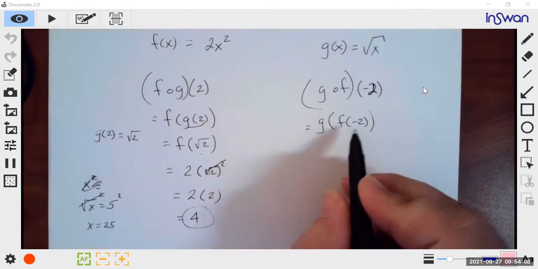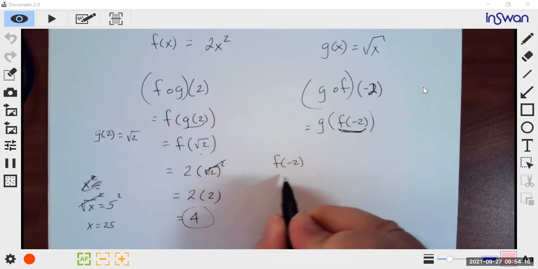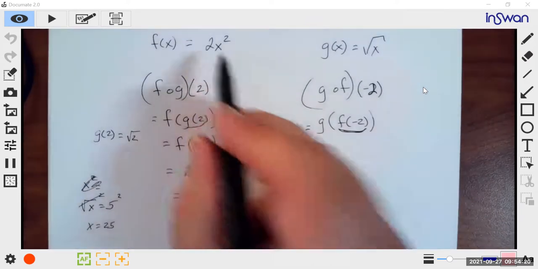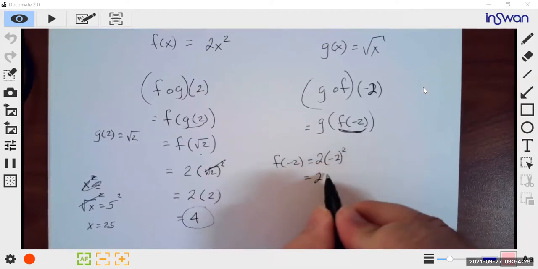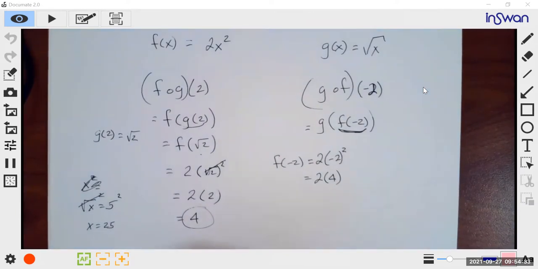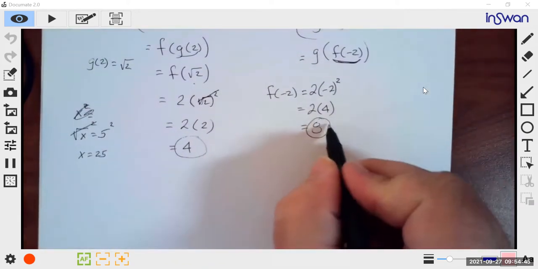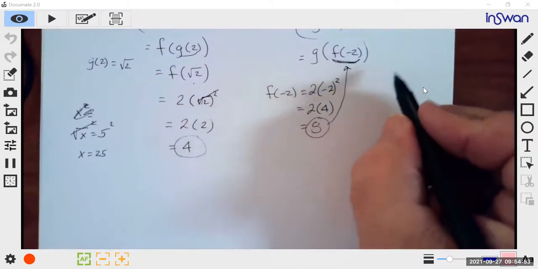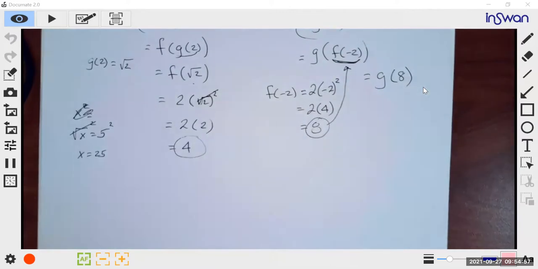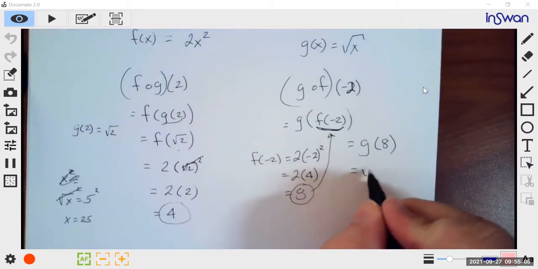Now, likewise, the second one. We have to first find out what this is. So f of -2. Anywhere we see an x, we put a -2 in its place. Negative 2 squared is +4. 2 times 4 is 8. So this 8 goes inside there, because this whole thing is the f of -2. So now we have g of 8. So here's g. So we go to square root of 8.